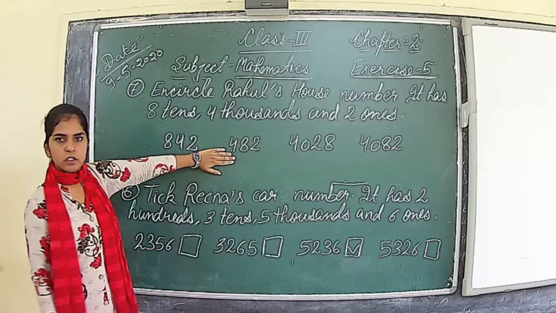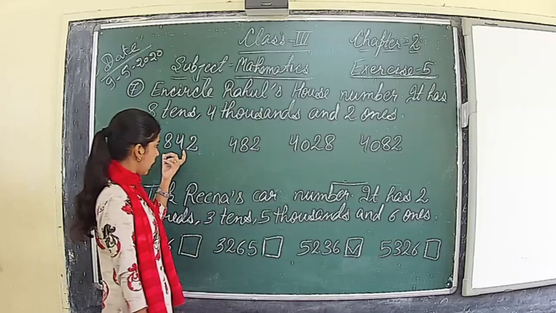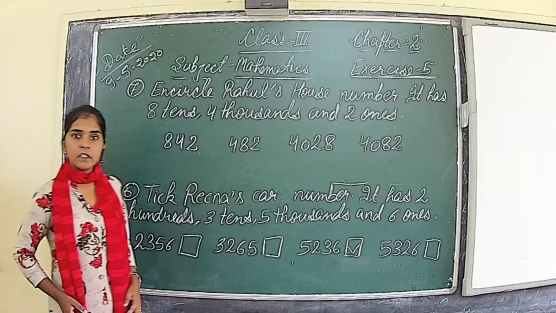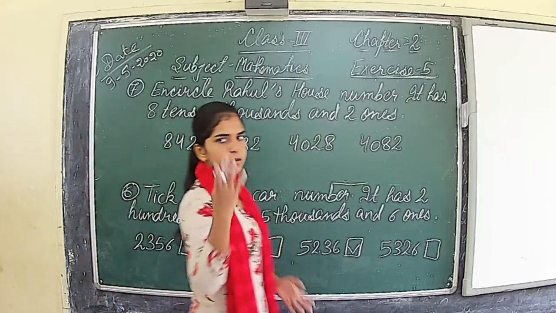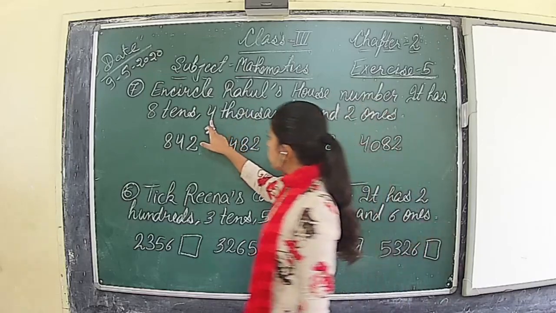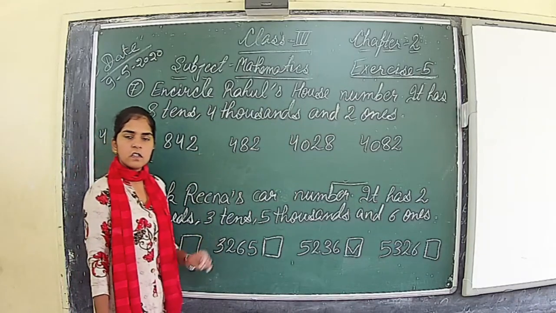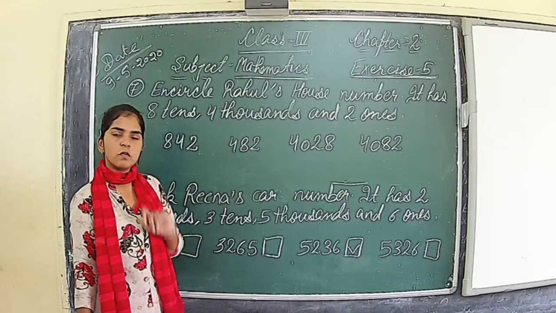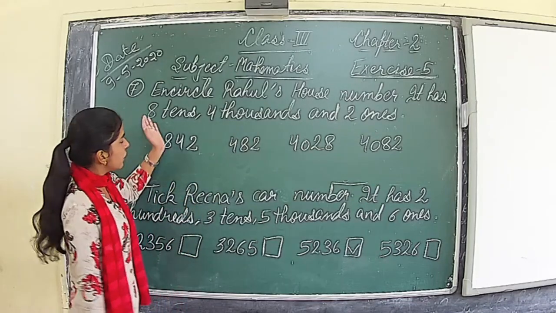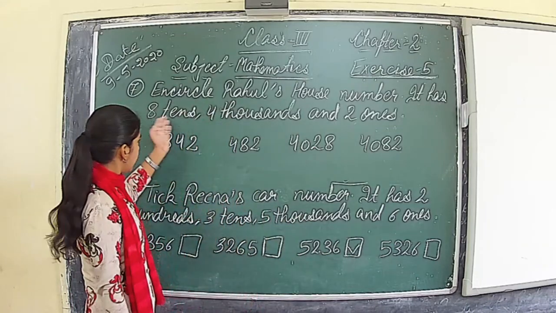It means these 2 options will not be there. Why? Because these are 3-digit numbers. Now we know that the 1,000 place is highest, so the number must be of 4 digits. At 1,000 place, which digit is there? 4. After 1,000, the 100 place must be there. So which digit is at 100 place?